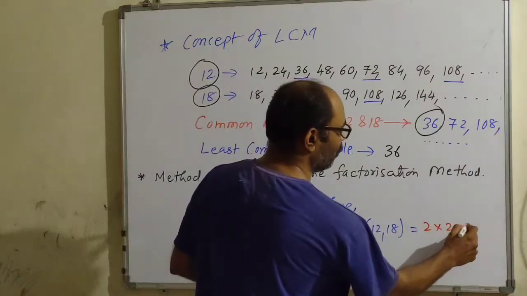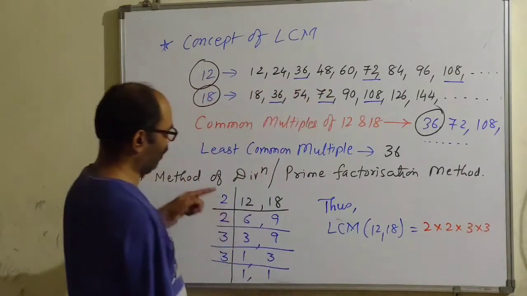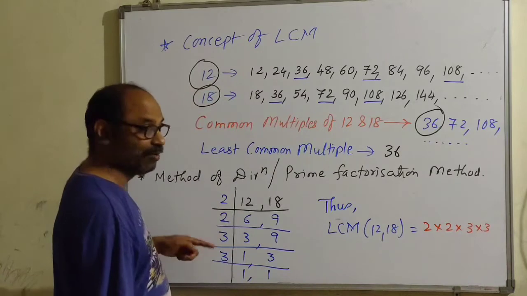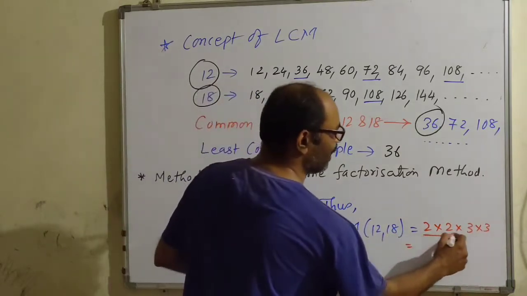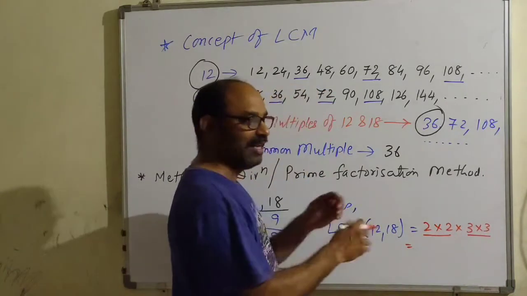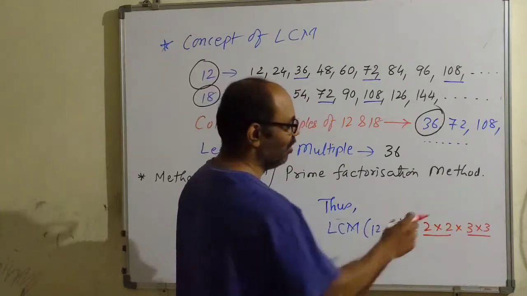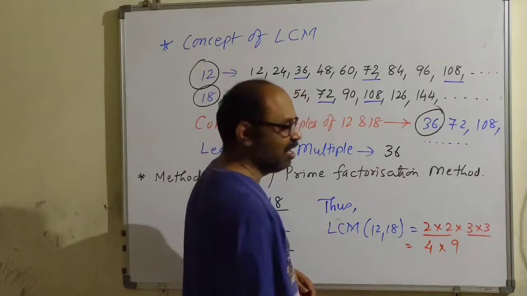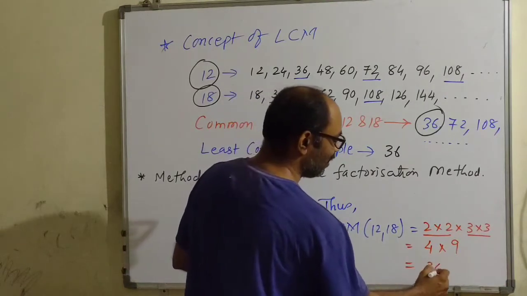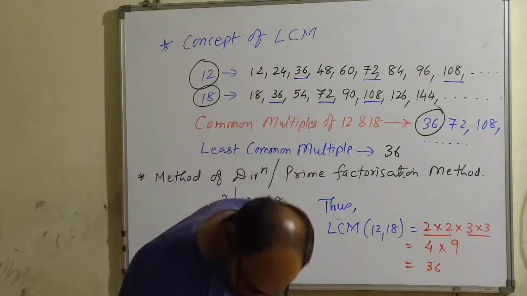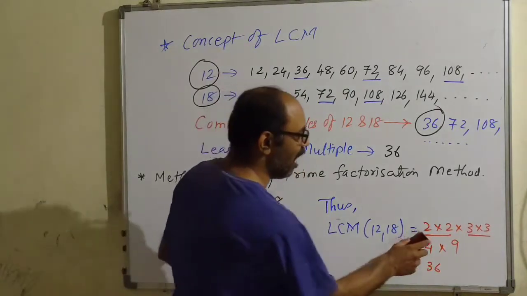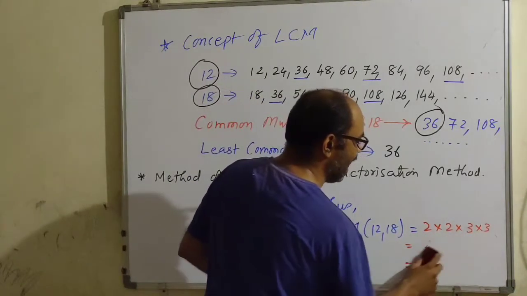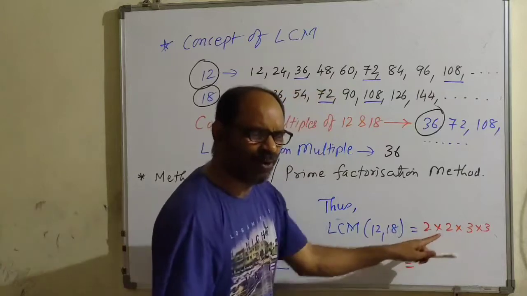2 into 2 into 3 into 3. Well, you may select pairs. You can select any pair, children. 2 twos are 4, 3 threes are 9. And what is 4 nines? 36. So what is the LCM? 36. I was choosing any pair because it was convenient, 4 into 9.